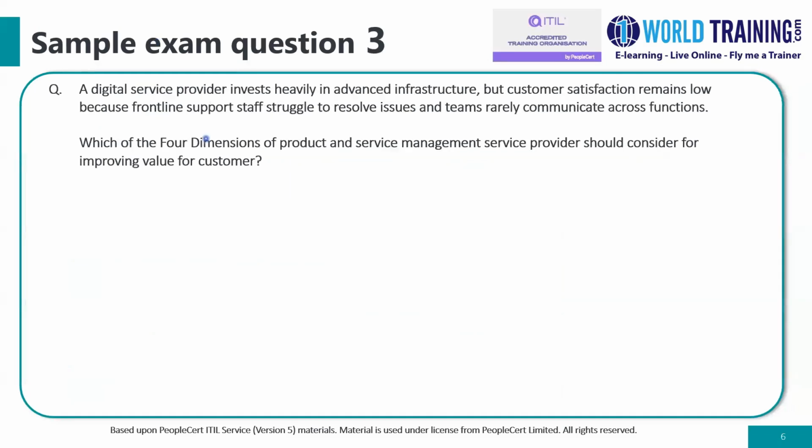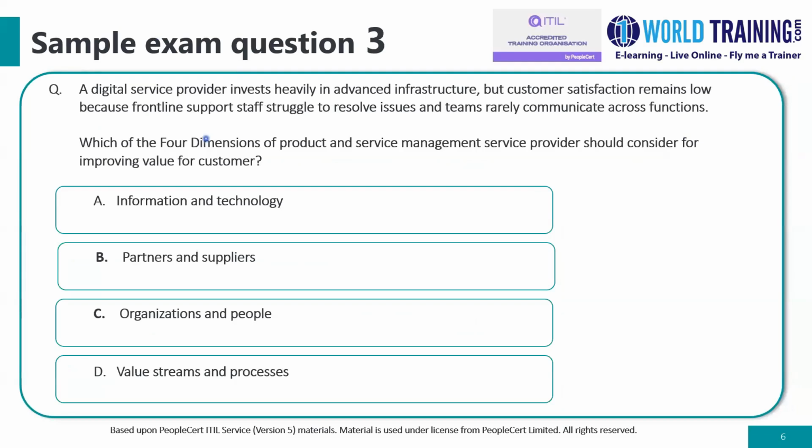The third question. A digital service provider invests heavily in advanced infrastructure, but customer satisfaction remains low because frontline staff struggle to resolve issues and teams rarely communicate across functions. Which of the four dimensions of product and service management should the service provider consider for improving value for customer? A. Information and technology. B. Partners and suppliers. C. Organizations and people. D. Value streams and processes.